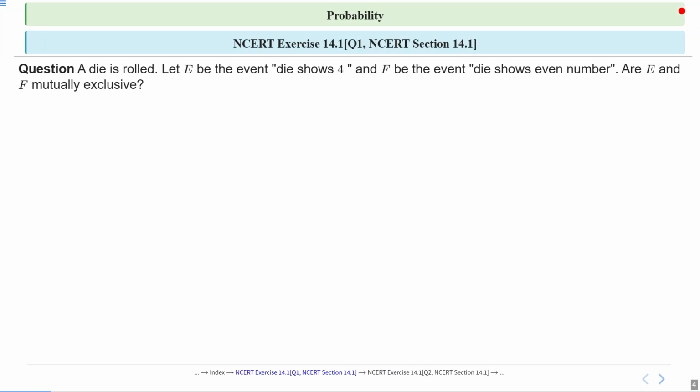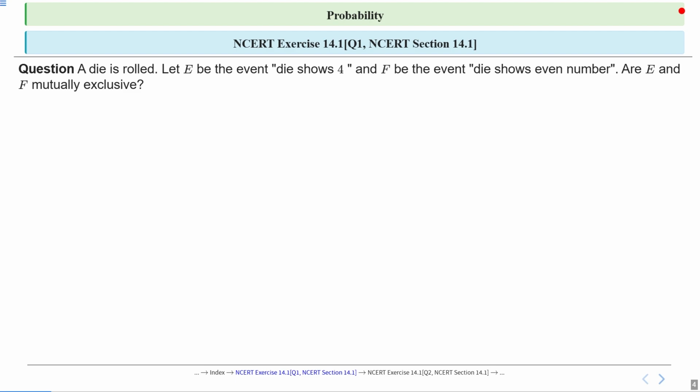So let's see the first question, question number 1. So read the question, what we have given and what we have to do. Okay, so let's see. So a die is rolled. So let E be the event that the die shows 4, and let F be the event that the die shows an even number. So now we have to check whether E and F are mutually exclusive or not.